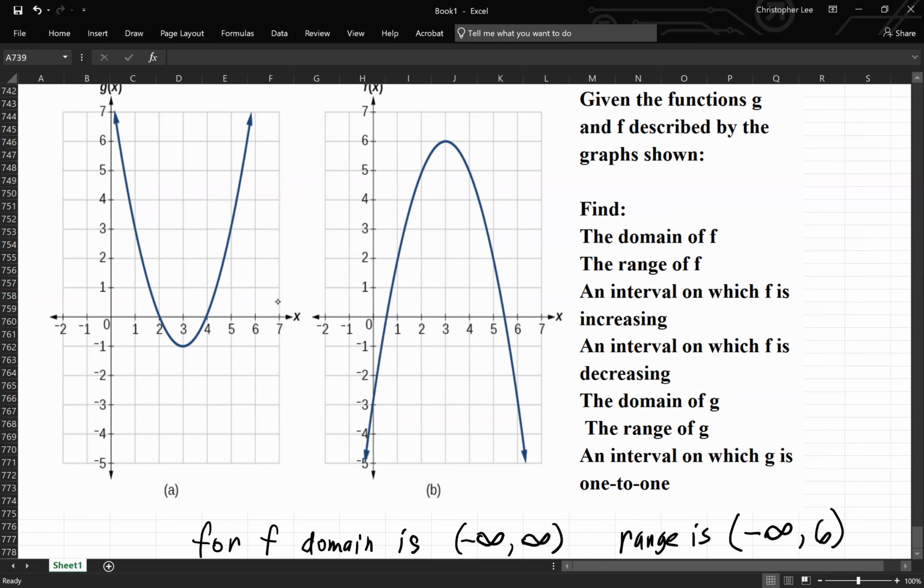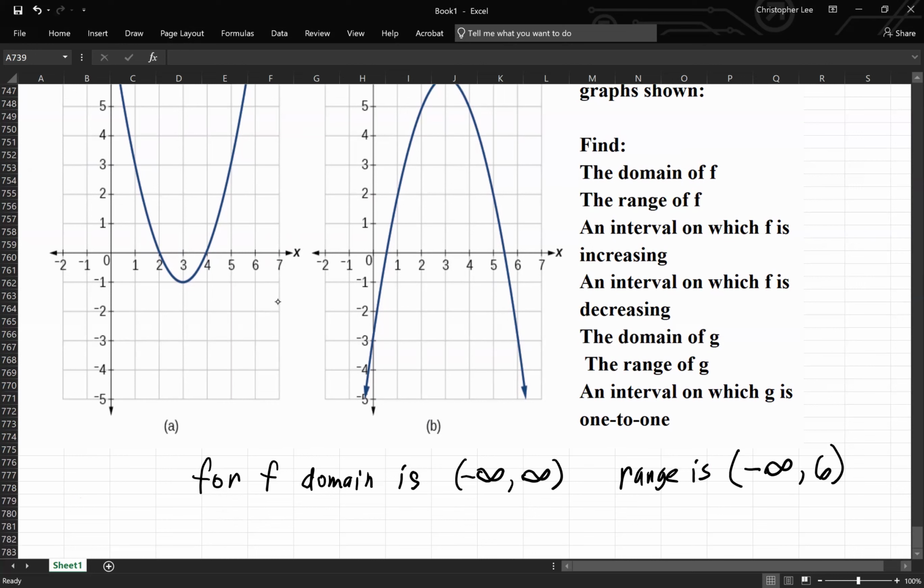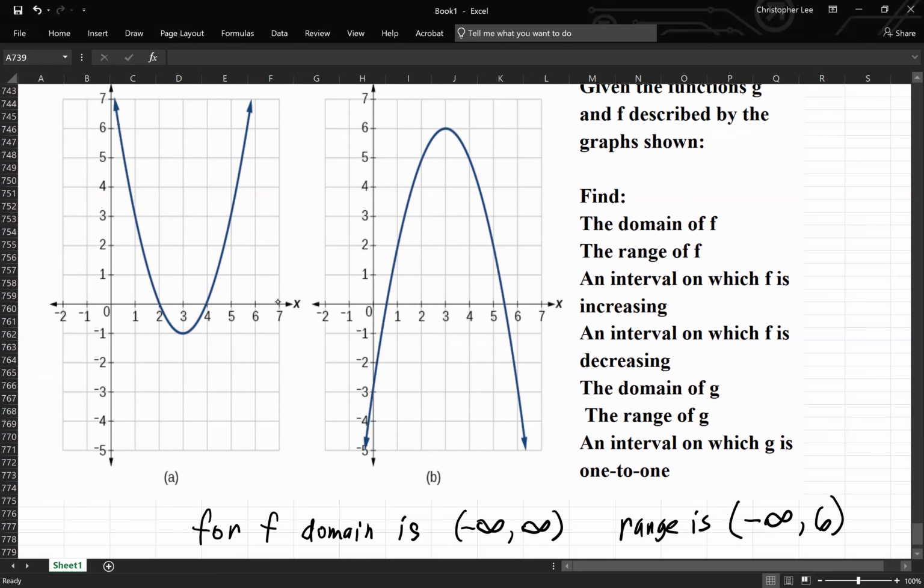Okay, an interval on which f is increasing, right? So particularly f, they asked about. So f is increasing from negative infinity up to what? Up to 3, right? From negative infinity up to 3, right? We use the x for that. So f is increasing from negative infinity to 3, right? Now, it's not including 3 because that's a turning point, right?